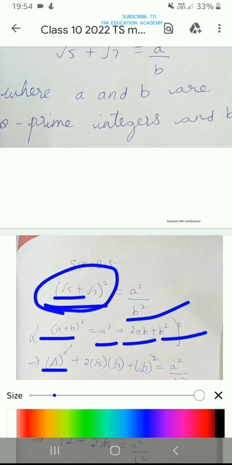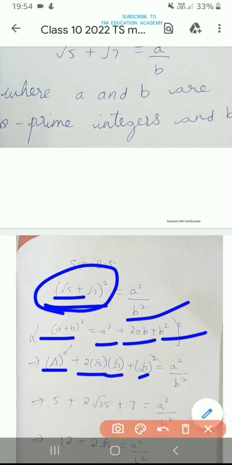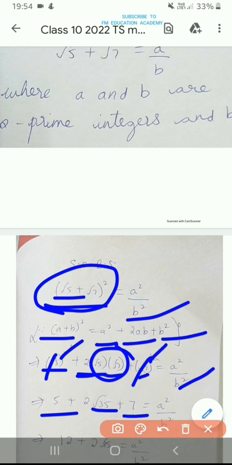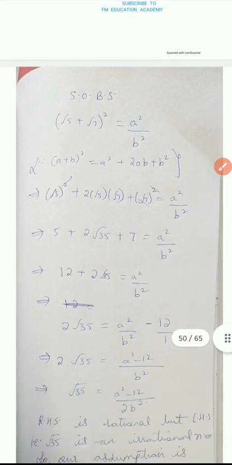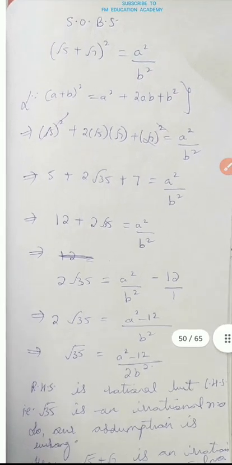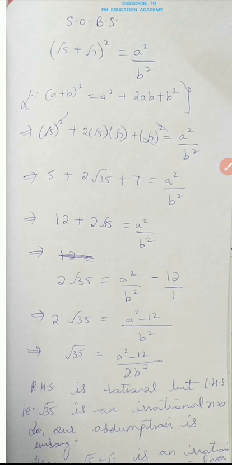What is a? Root 5 whole square plus 2 into root 5 into root 7 plus root 7 whole square is equal to a square by b square. So root 5 whole square means square and root will get cancelled: 5 plus 2 into root 5 into root 7. 5 7s are 35. Root 7 whole square, the square and root will get cancelled: 7 plus 5 is 12. So we have 12 plus 2 root 35 is equal to a square by b square, or we have 2 root 35 is equal to a square by b square minus 12.